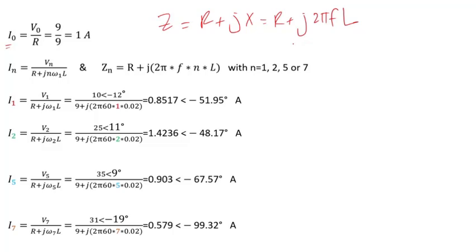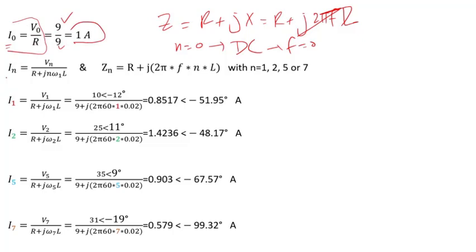Because I have an inductance, in this case for n equals 0, which is the DC, basically F is equal to 0. So this term will go away. So that's why I divided by R only here. V is 9, the resistance is 9 ohms, so I get 1 amp.